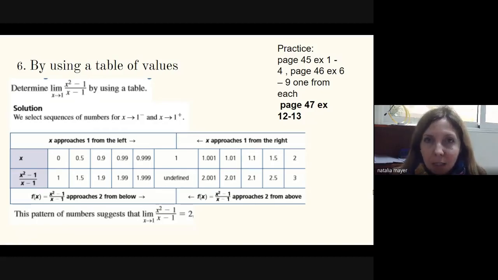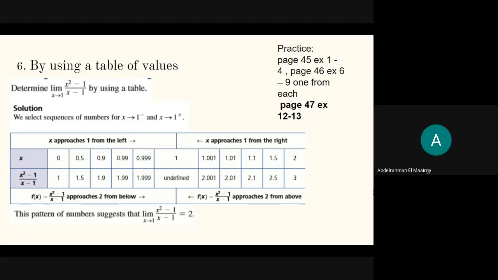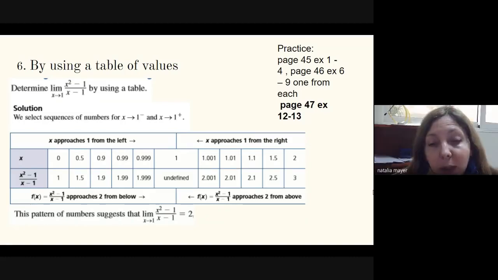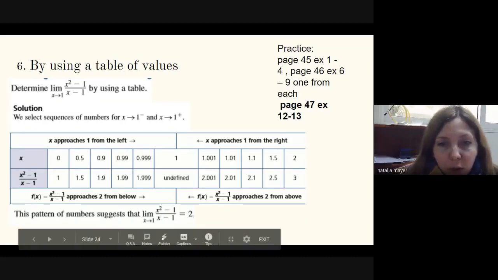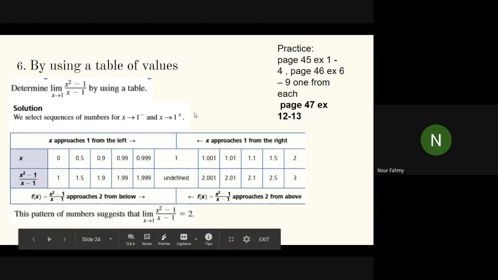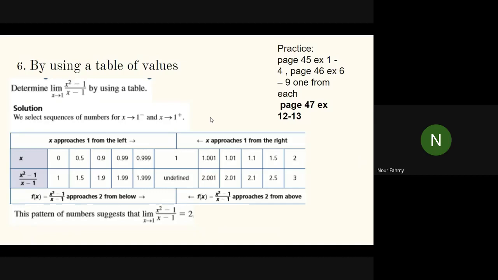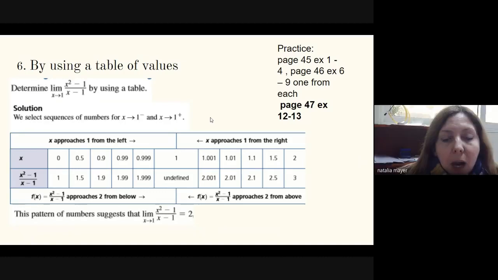Natalia, I have a question. For the table of values, wouldn't it also be easier to just take 0.999 and 1.001 and see what they get and which is the closest number? Abdurrahman, I'm definitely going to discuss the table now. Just be patient. Natalia, I don't understand the method of the table of values. Did I even start speaking about it? I didn't, right? So I'm going to talk about it now.